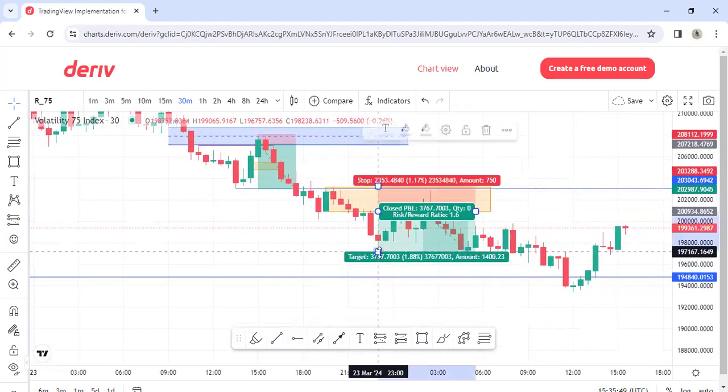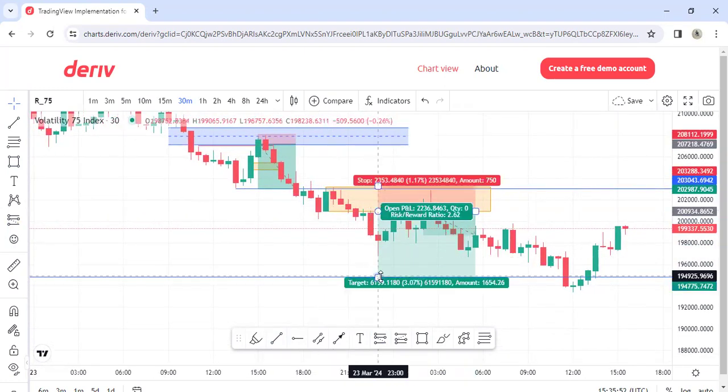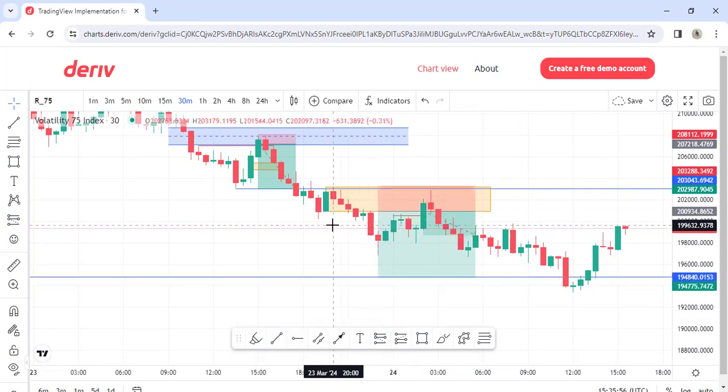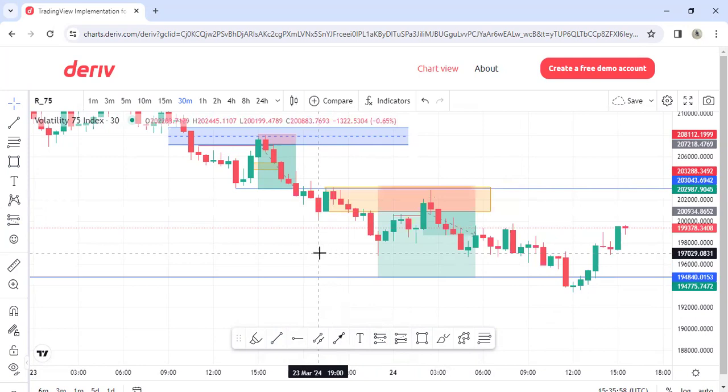Now this would have been a 1:2. So remember, you're targeting this take profit, this low here. That would have been 1:2.62. That would have been a very nice trade too. Remember, you have to know that the market is bearish. We are bearish on the daily chart, and then we're looking for only sell opportunities.